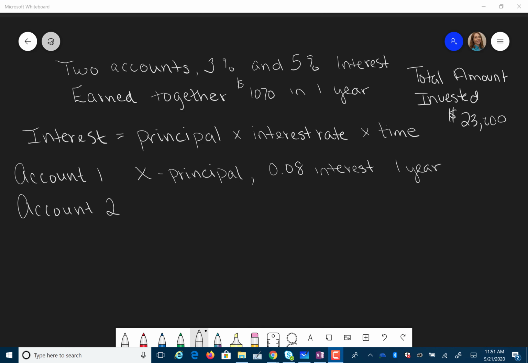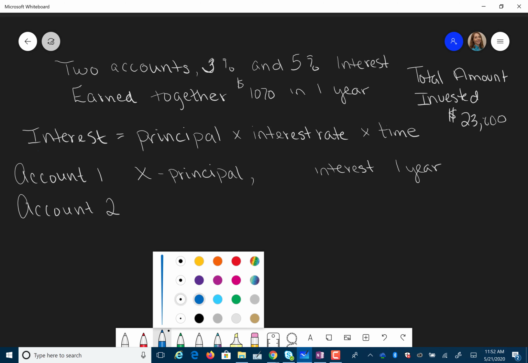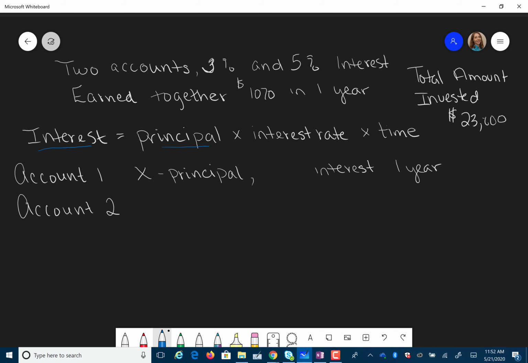Okay, so let's have a look at the problem again. So we have two accounts, one paying 3% interest and the other paying 5% interest. And together those earned $1,070 in 1 year. And we know also that the total amount we invested was $23,000. So the formula for finding out the interest is the interest is going to be your principal, which is the amount you invest, times the interest rate, times time.